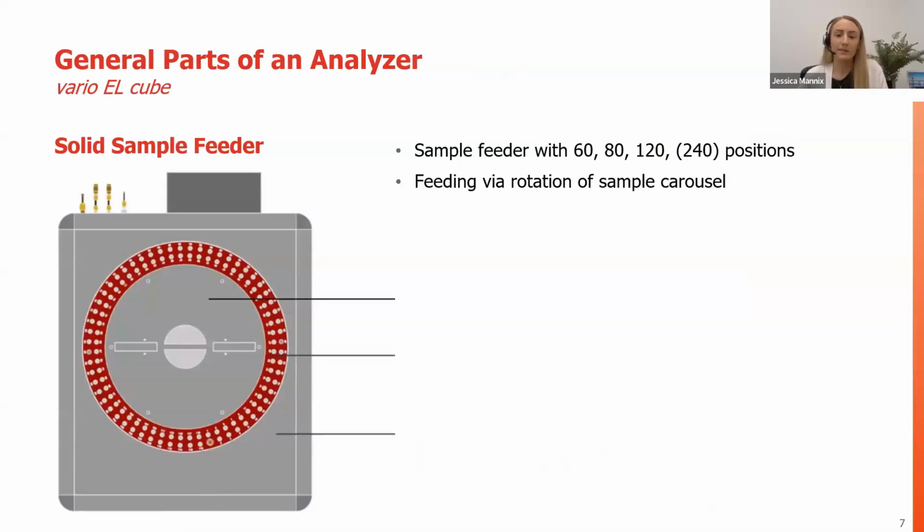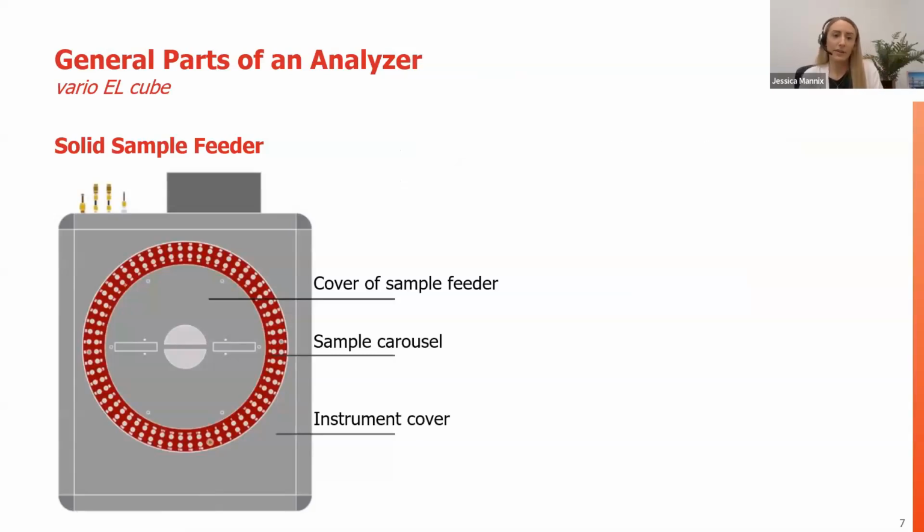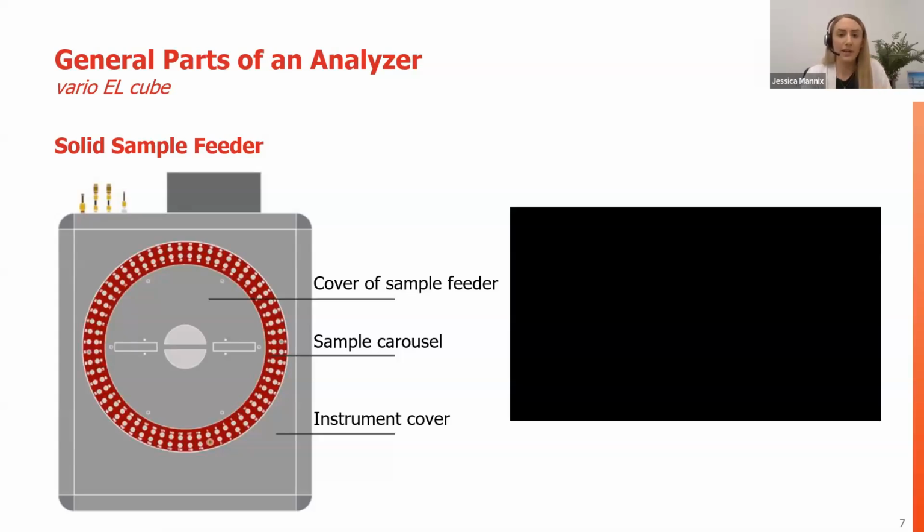And so when we're looking at solid samples, especially on the smaller scale, we typically use a sample carousel. In this graphic here, we can see the cover of the carousel, the sample carousel itself. And what this does is it will spin and rotate in a direction so that the samples that are placed inside the positions can move and fall with gravity, through the introduction point and into the combustion chamber.